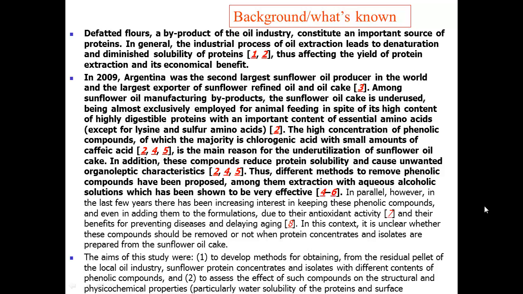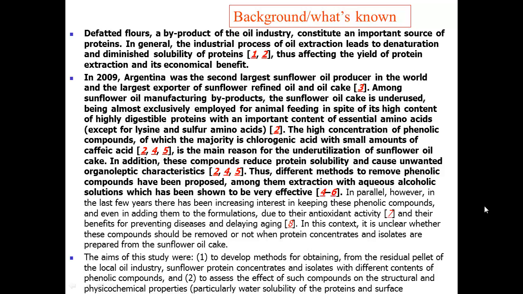But the concern has been that there's a lot of phenolic compounds in these oil cakes, these flours. And people have to extract them. They've thought that they had to take them out. And that's the main reason that people haven't used these sunflower flowers before, because they were worried about having to take out these chemicals. Also, these compounds reduce the protein solubility and cause some bad things. So, and different methods have been invented to remove these compounds, or been proposed to remove these compounds. So there's different things people think might remove these compounds.